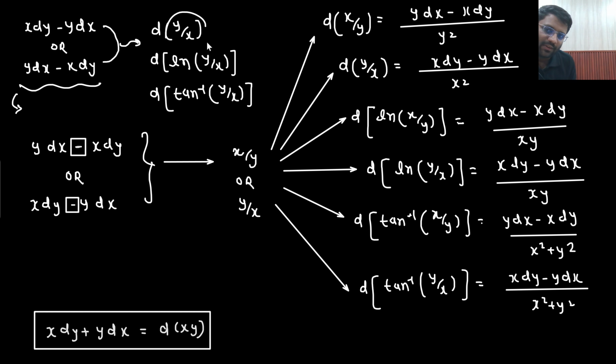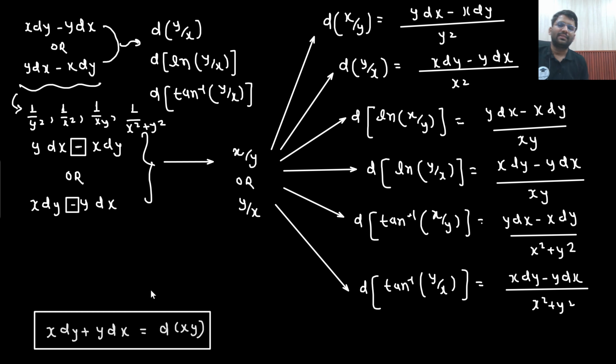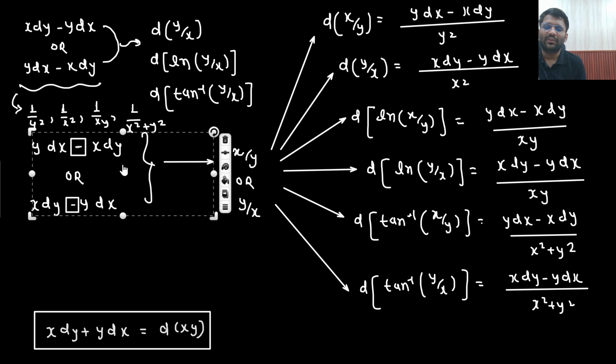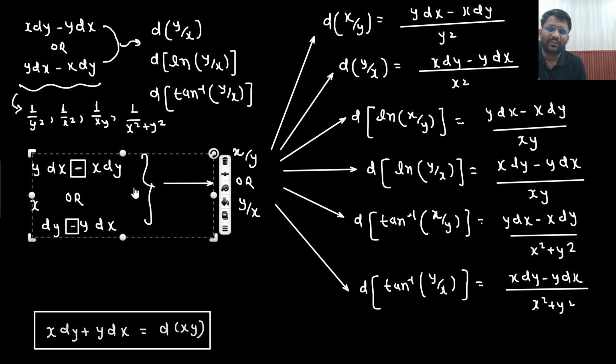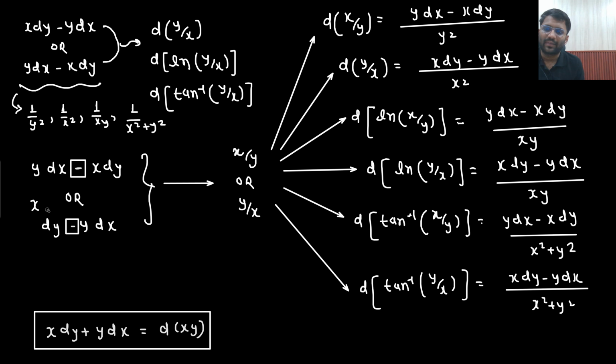Along with that, what else should click? When I solve this, in the denominator either I will get y square or I will get x square. Sometimes I can get xy as well, or sometimes I can get x square plus y square as well. So these are the things. If these are clicking to you, then surely you will be able to solve the question, which is based on the inspection method. This is a new method that we are going to learn, known as the inspection method.